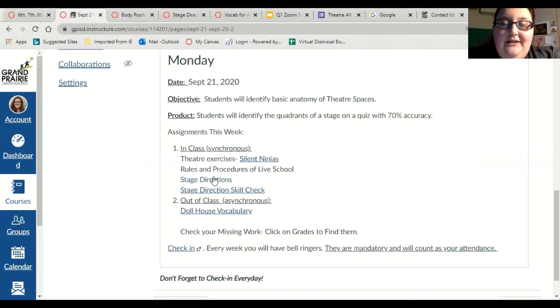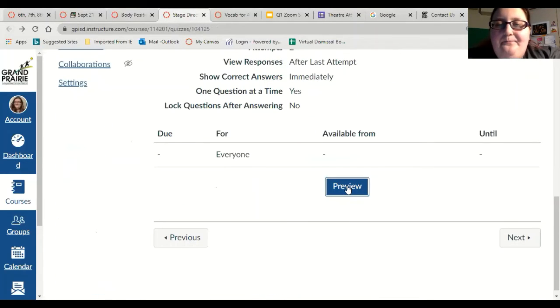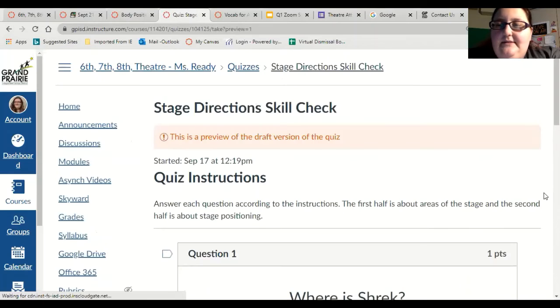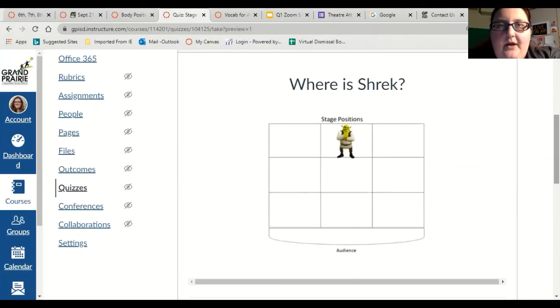After we've gone over all of that, and we've done some silly games where we move around, up, right, left, back, down, upside down, we'll do a skill check. What you're going to do is take this quiz. On this quiz, Shrek is going to move around the stage. Always note where the audience is, because sometimes the audience is up here. So keep in mind where the audience is.